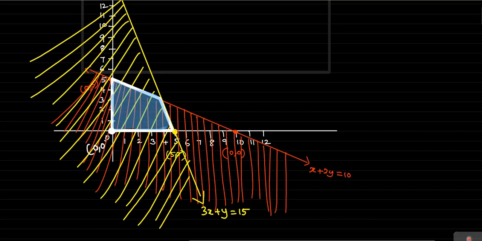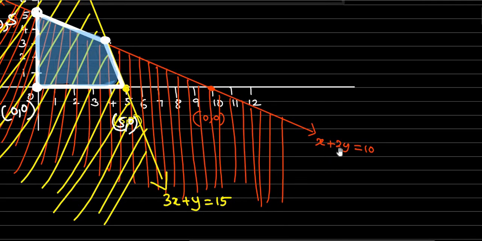So 0 comma 0, and this point is 0 comma 5. This point is tentatively like 4 comma 4 or 4 comma 3. If you don't know, this is the meeting point of the yellow line and the red line, so we can solve it and get this. And this one will be 5 comma 0. To identify the accurate point, we take the yellow line, 3x plus y equal to 15, and the next one, x plus 2y equal to 10. I am going to use the elimination method.